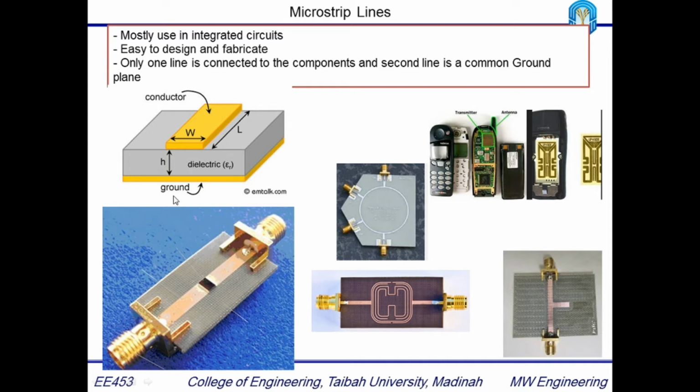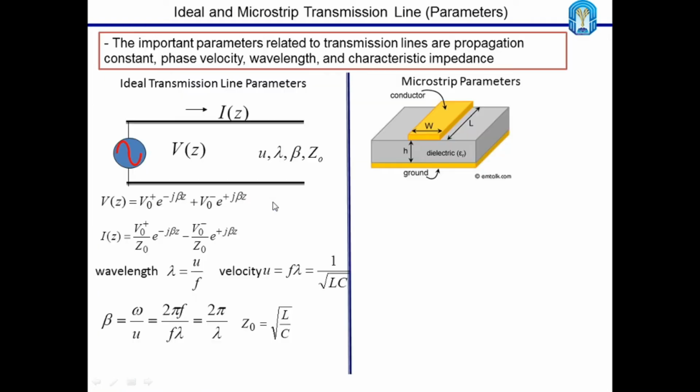So now the microstrip is printed on a dielectric like this. There is a dielectric constant epsilon r. One side is ground. This is called the substrate. The height of this dielectric substrate is h, the width of the transmission line is w, and the length is l. And all these depend on the impedance and the phase angle of the transmission line and all that. We will do it in the next few slides.